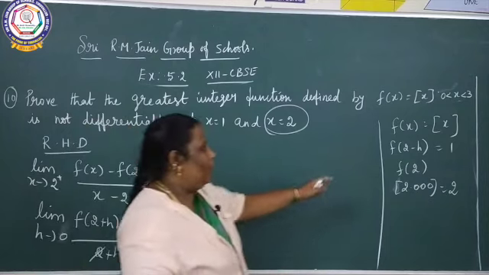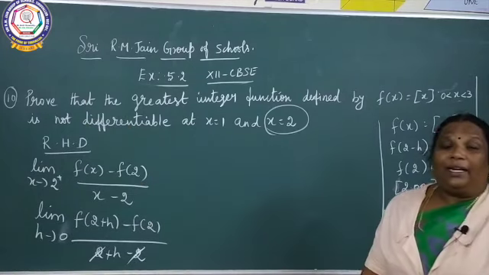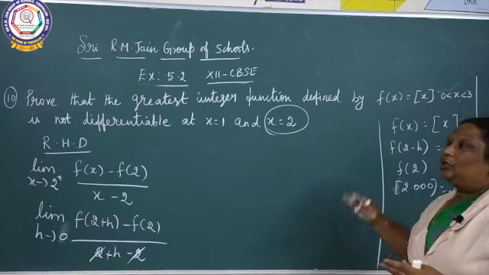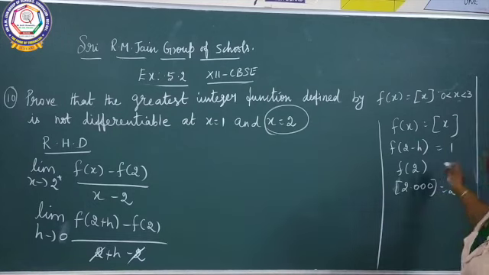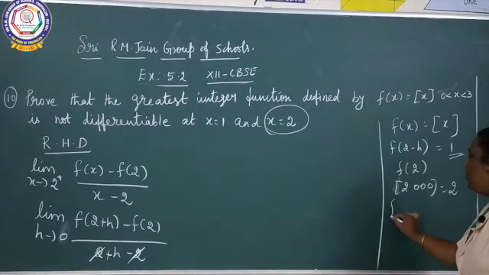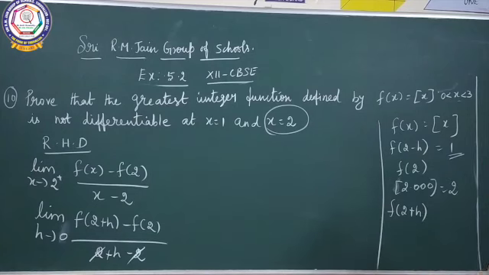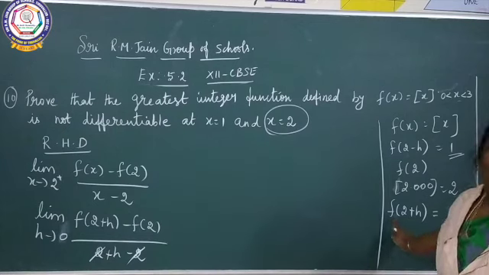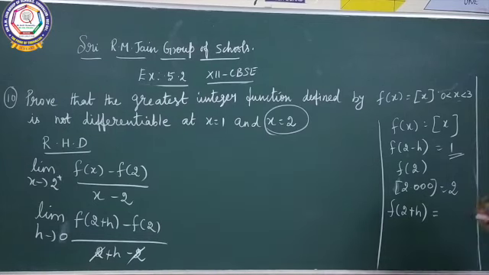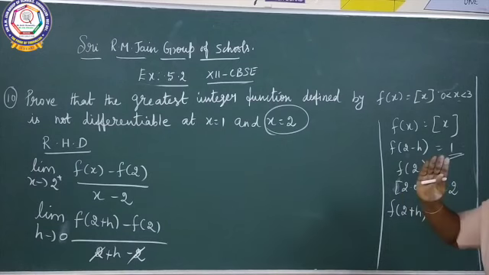See the value f of 2 minus h, that is the negative side, the left hand side. So 2 is approaching 1, so you write 1. Now f of 2 plus h: if it is negative, you reduce 1; if it is positive, you write it as it is. Because 3 approaches 2, 2.9999, so you are getting the value 2.